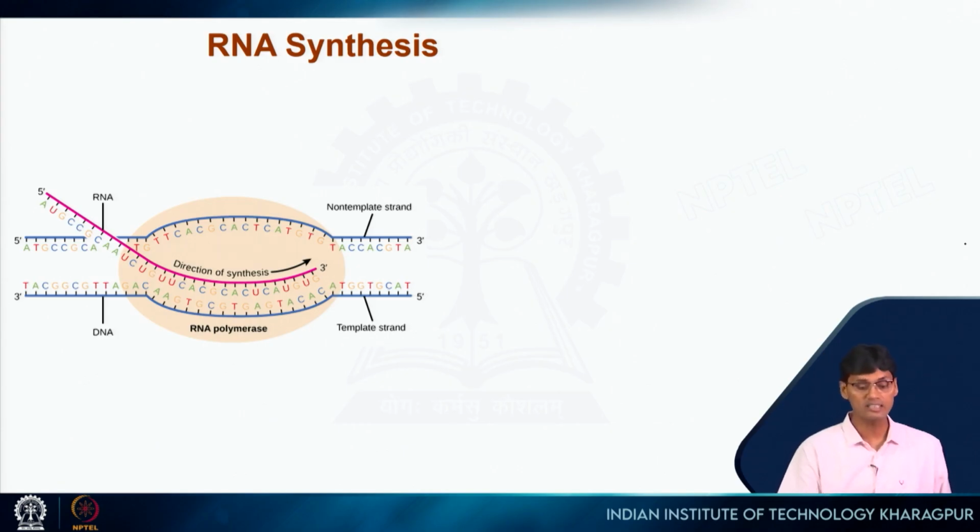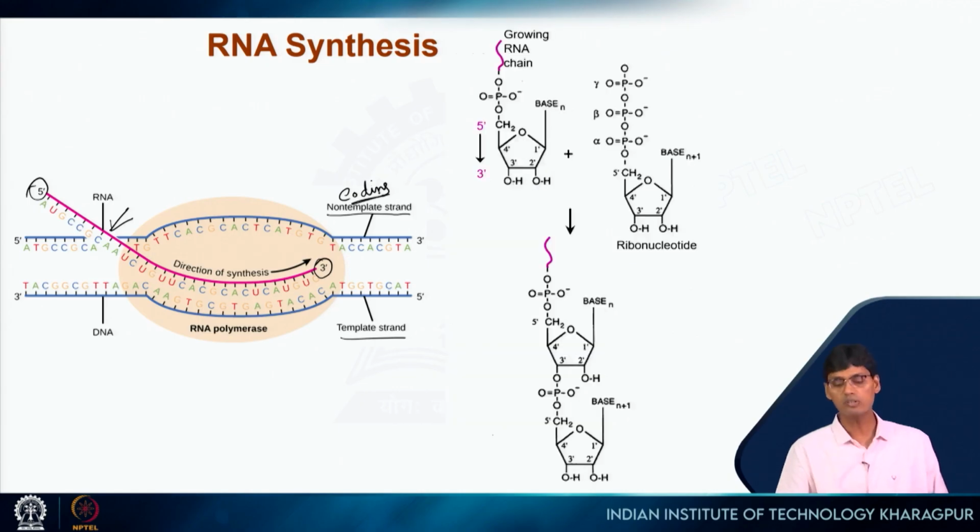As you can see in this slide, this is the RNA which is being synthesized from 5' to 3', and we mentioned here the template strand and the non-template strand, which I mentioned as the coding strand, same thing. Now, if we see the chemistry here, this part is the growing RNA chain.